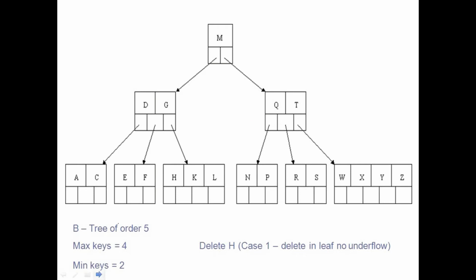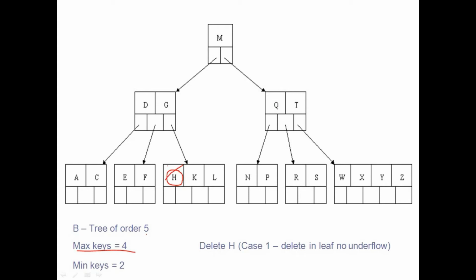Now the deletion exercise. Here this is the given tree of order 5. Order 5 can contain a maximum of 4 keys and a minimum of 2 keys. So here we have to delete H, that is case 1, delete in a leaf with no underflow. So here you have to delete this particular H.